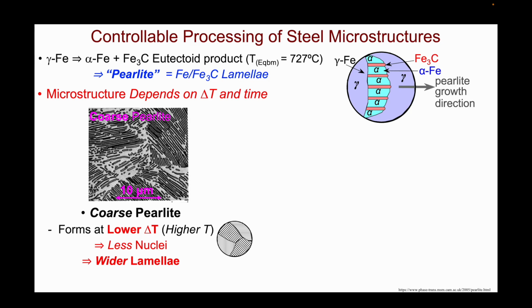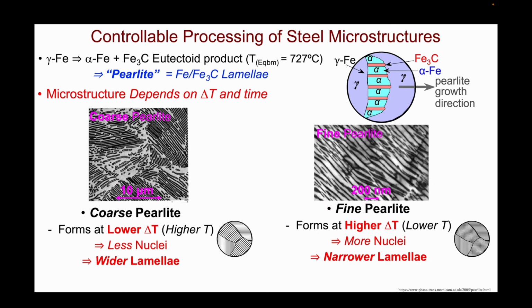In this system, when each of the nuclei grow, they produce the side-by-side lamellae of the two product phases, alpha iron and cementite, and the final structure comprises fewer but wider lamellae. This is called coarse pearlite, where the lamellar spacing is typically greater than half a micron, and here's an actual microstructural picture of it.